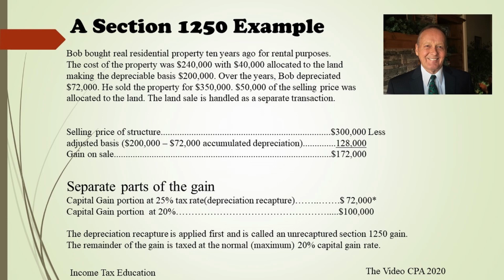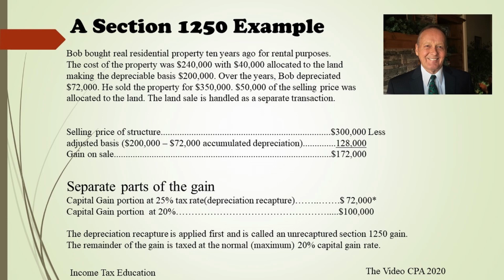So in this case, the sales price of the structure, $350,000 minus $50,000 that was allocated to the land, is $300,000. Then you've got your adjusted basis. He paid $200,000 for it. He had $72,000 worth of depreciation. So the adjusted basis in this case is $128,000. Now the gain on the sale then is $172,000.